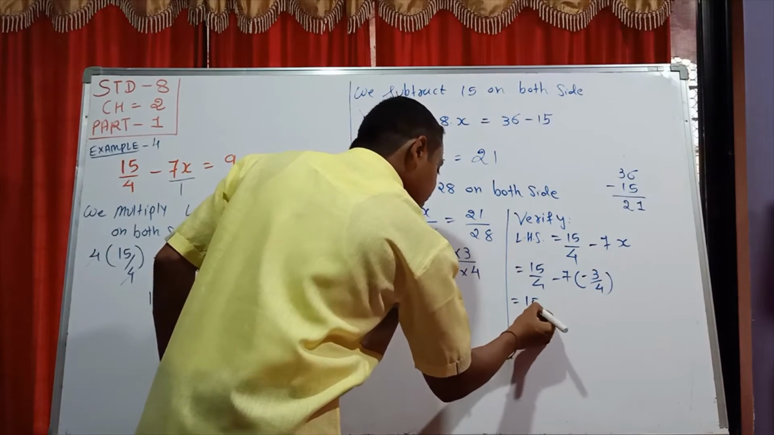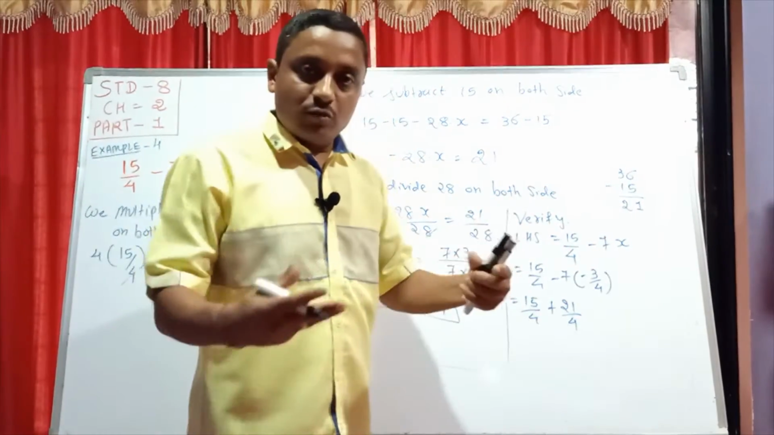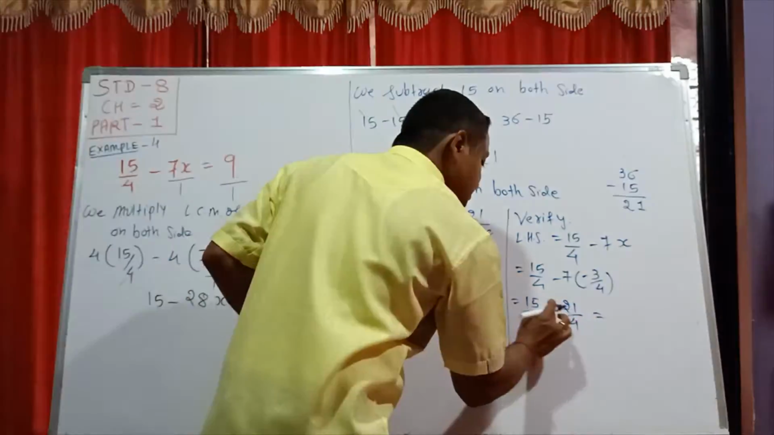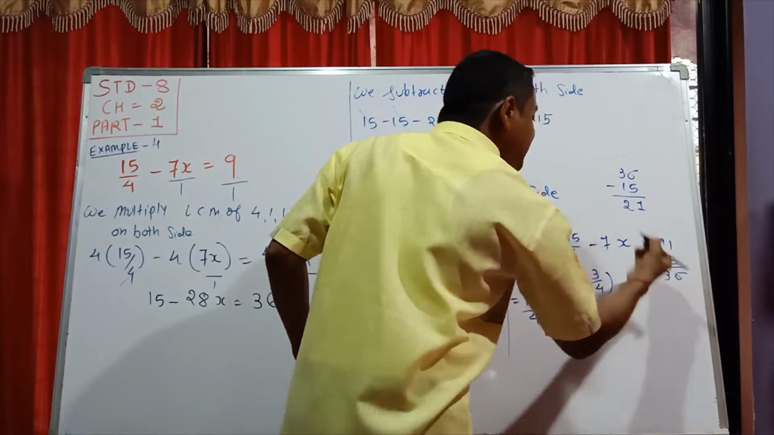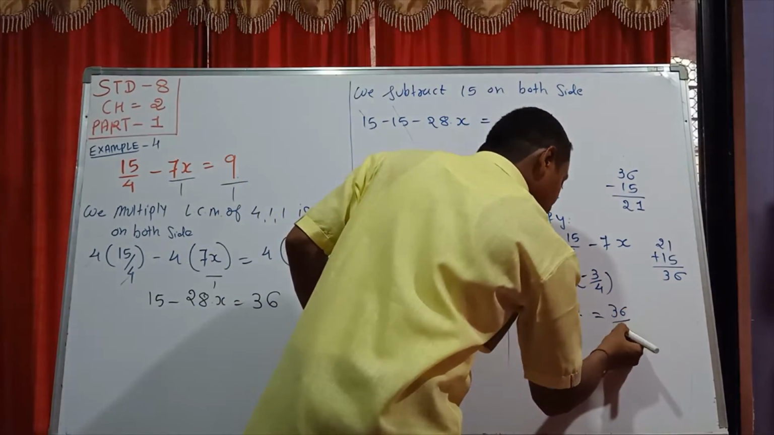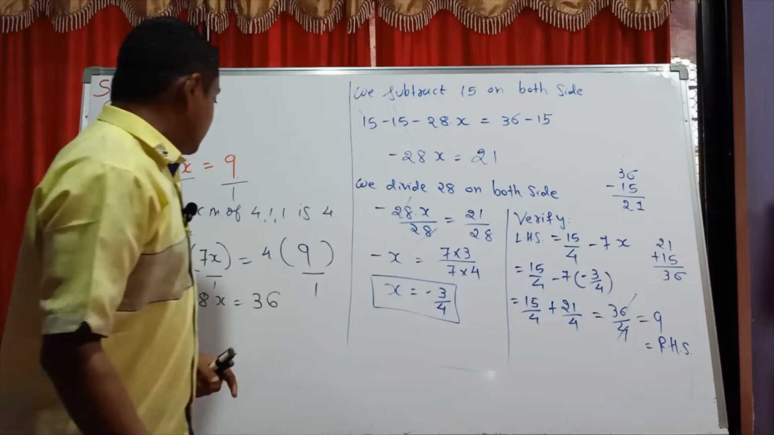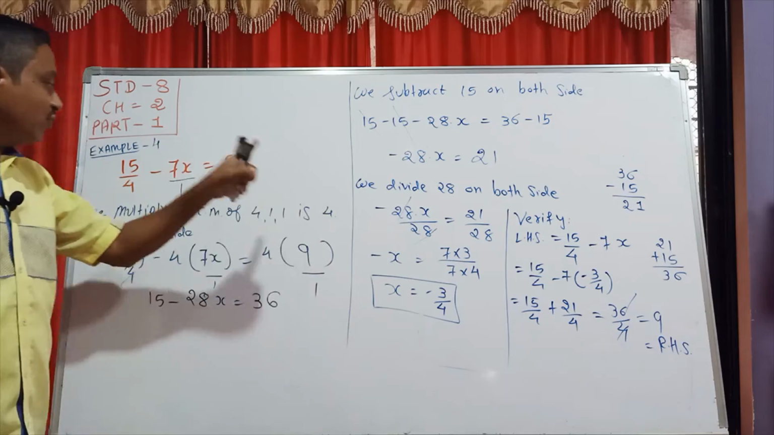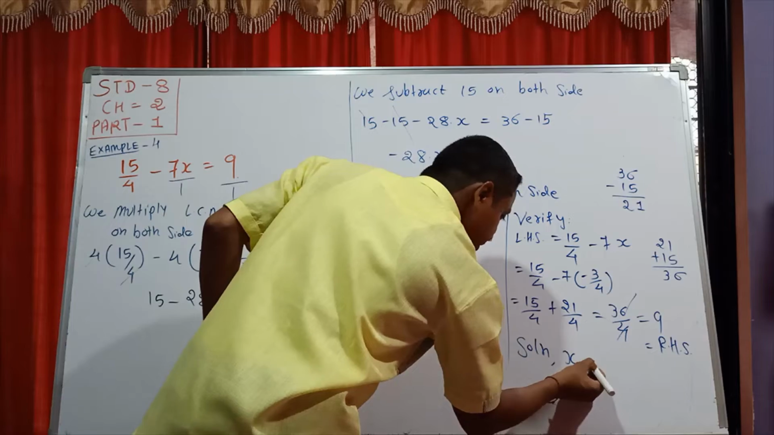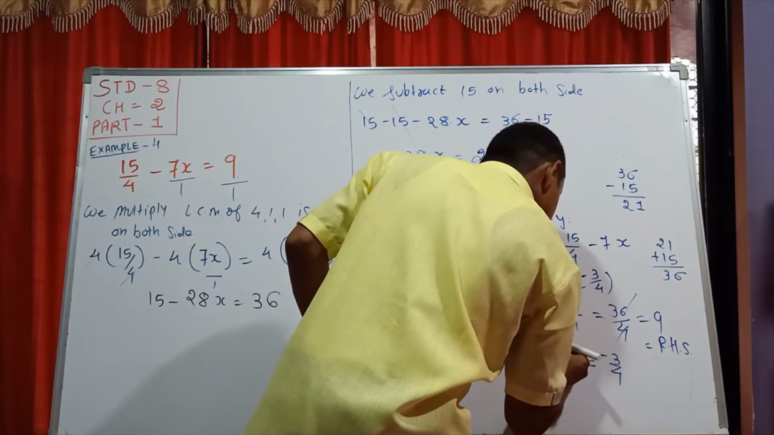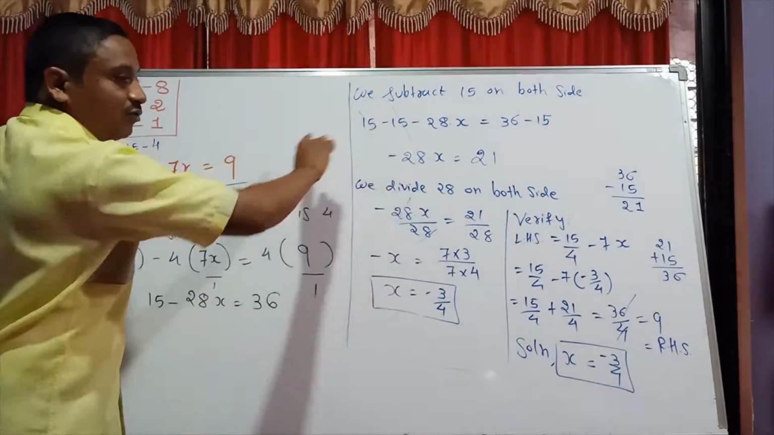So finally you get 15 by 4 plus 21 by 4. Students, this minus and this minus multiply together. So 21 plus 15, how much? Yes, it is 36. So 36 by 4, 4 9s are 36, that's my RHS. It means, students, this answer x equal to minus 3 by 4 for this linear equation is true. Therefore the required solution x is equal to minus 3 by 4. Here you stop, and you easily get these 2 marks for example number 4.